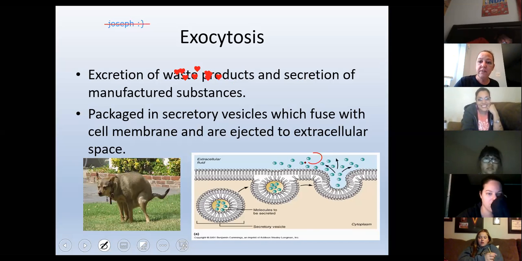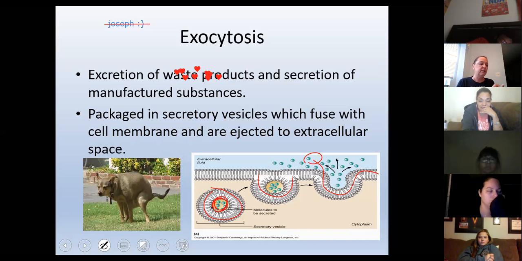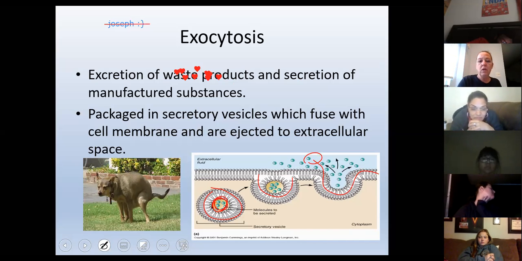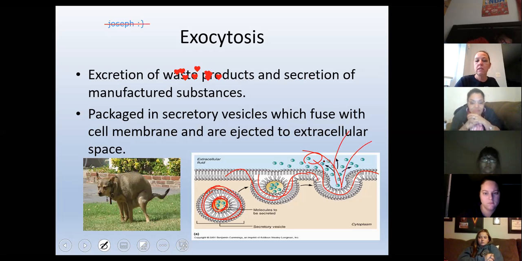Instead of having our stuff come in, bind with our cell membrane, pinch off, and form a vesicle, we're doing the exact same thing in reverse. We have whatever it is that needs to be secreted, symphony, proteins, waste. Now we have it in our vesicle. It comes and binds with our cell membrane, and then it releases and jettisons all of this out of the cell. That's exo, moving it out.